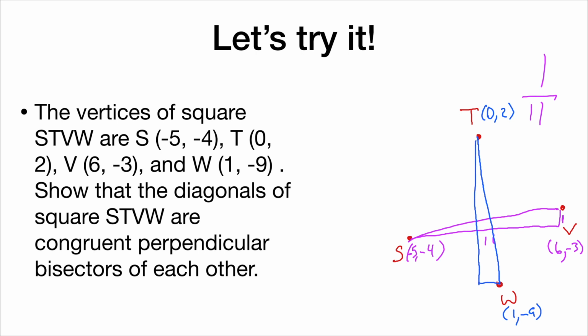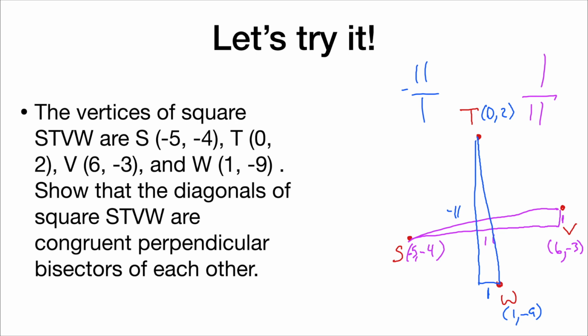So let's see. The change from 0 to 1 is just 1, and the change from positive 2 to negative 9 is we went down 11, meaning the slope of TW is negative 11 over 1. These are opposite reciprocals of each other, which means that they are perpendicular. Now let's talk about our second piece of information that we actually need, though.